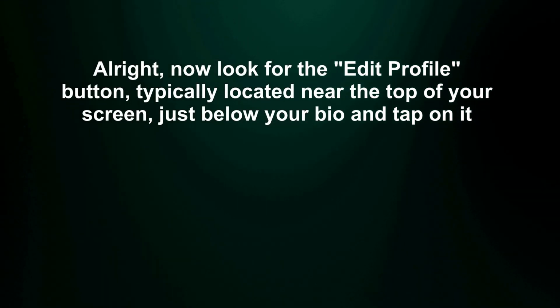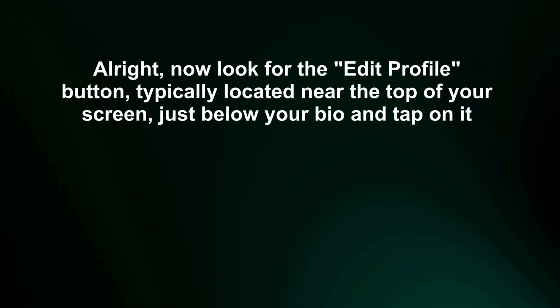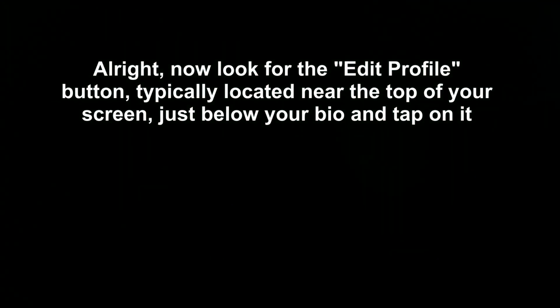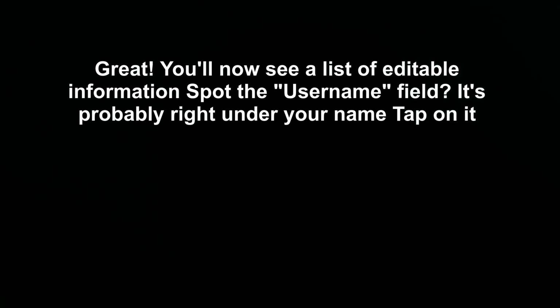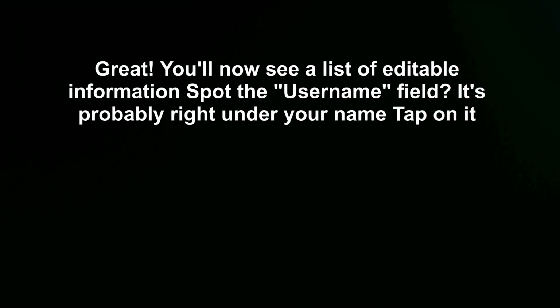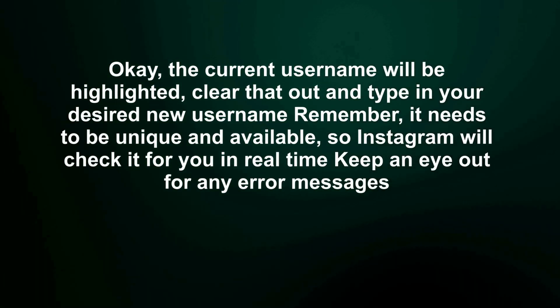Alright, now look for the Edit Profile button, typically located near the top of your screen, just below your bio, and tap on it. Great! You'll now see a list of editable information. Spot the username field. It's probably right under your name. Tap on it. Okay, the current username will be highlighted.